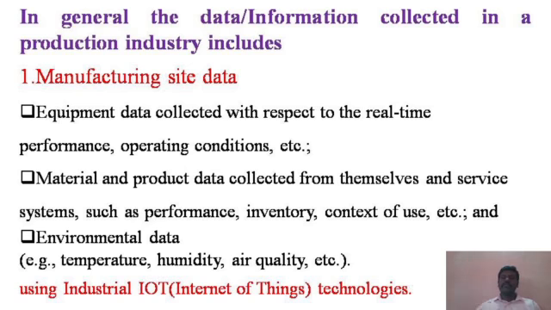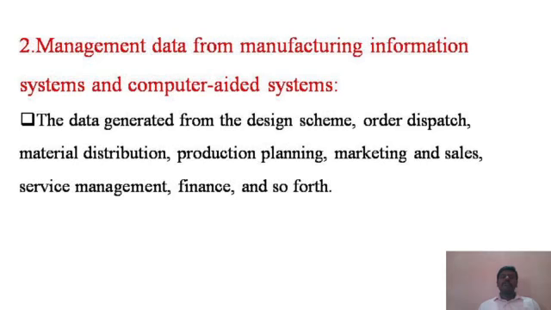So these are the forms of data required in a manufacturing sector, collected by the MIS through industrial IoT, Internet of Things technologies. This can be done in an efficient way. The second form of data is from computer aided information systems. This is data generated from design scheme, orders dispatch, material distribution, production planning, marketing and sales, service management, finance, and so forth. This is the second form of data required for management in a manufacturing sector, collected and processed in an effective manner through MIS.